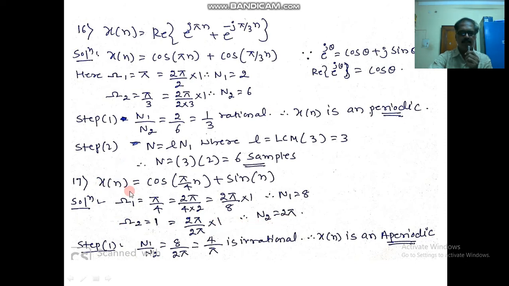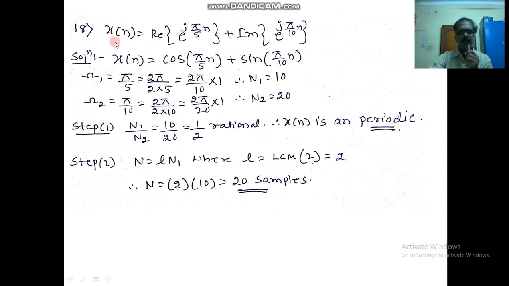To check whether x of n is periodic or aperiodic, we go for step 1. n1 divided by n2. n1 is 8 divided by 2 pi, which is equal to 4 divided by pi, but it is not a ratio of integers. The denominator is not an integer, it is pi. Therefore this ratio is irrational and the given signal is aperiodic. 18th problem. x of n equals real part of this plus imaginary part of this.